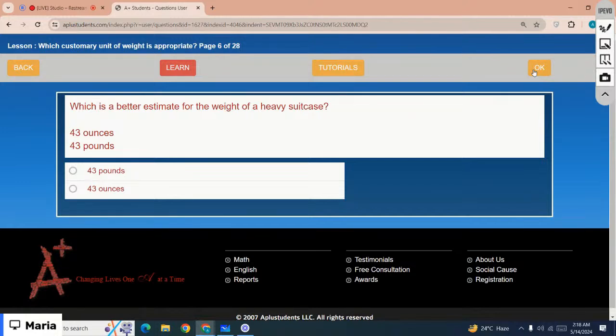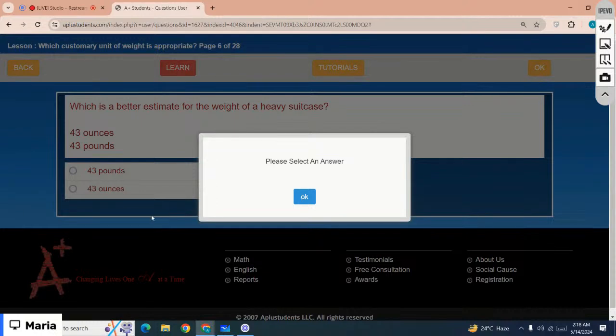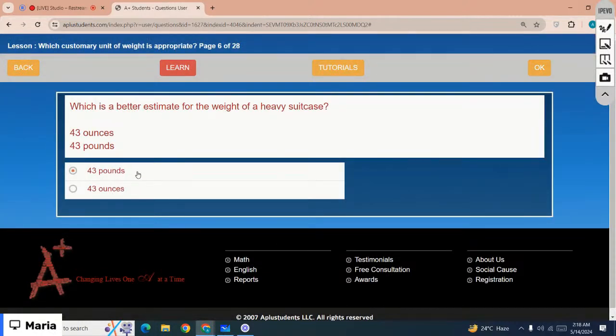Which is a better estimate for the weight of a heavy suitcase? Which is the correct option? That would be, yes, the second. Option number one is the correct option because that's a heavy suitcase, right? So that must mean pounds. The correct option is 43 pounds.